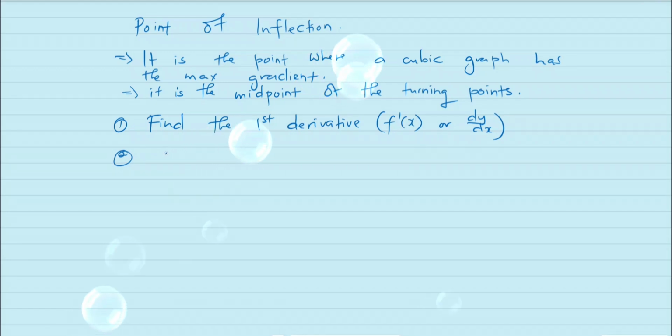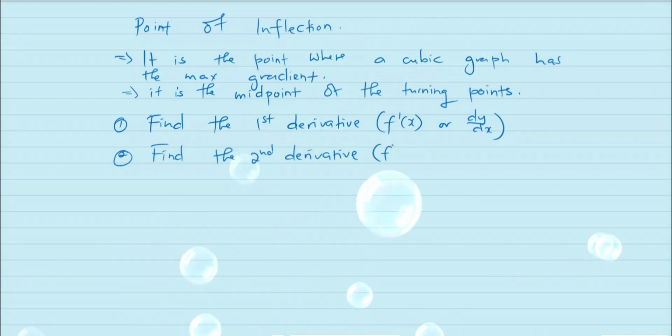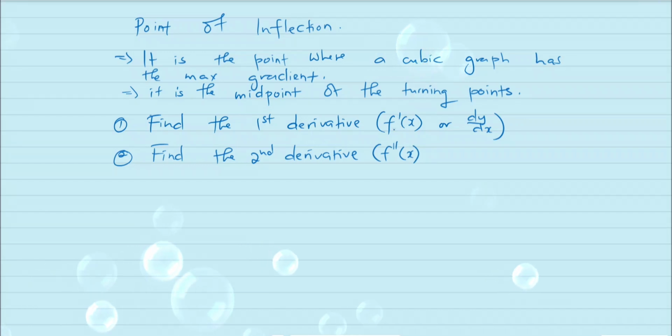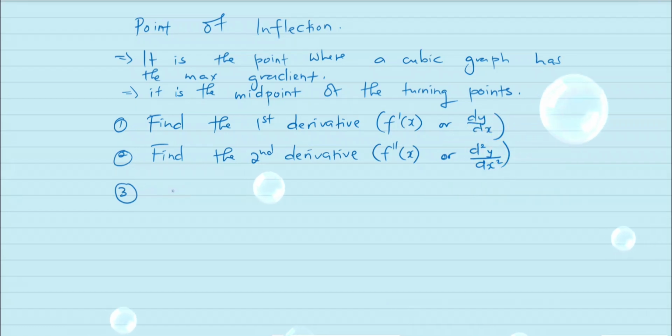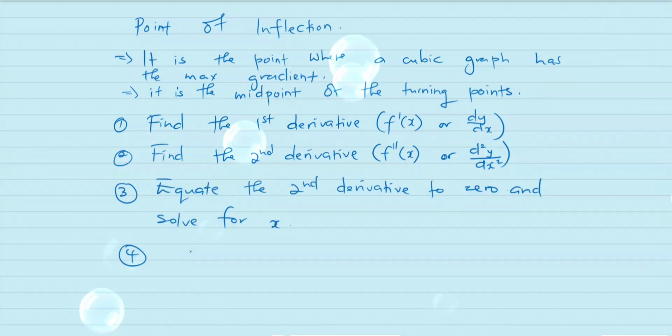Step number 2, you find the second derivative. F double prime of x, like this, is double the first derivative notation: for the first derivative it was one prime, but for the second it's two. If it is given in graphical form, it becomes d squared y over dx squared. Step number 3, you equate the second derivative to 0 and solve for x. Step number 4, substitute the x values calculated into the original equation to find the y coordinate.